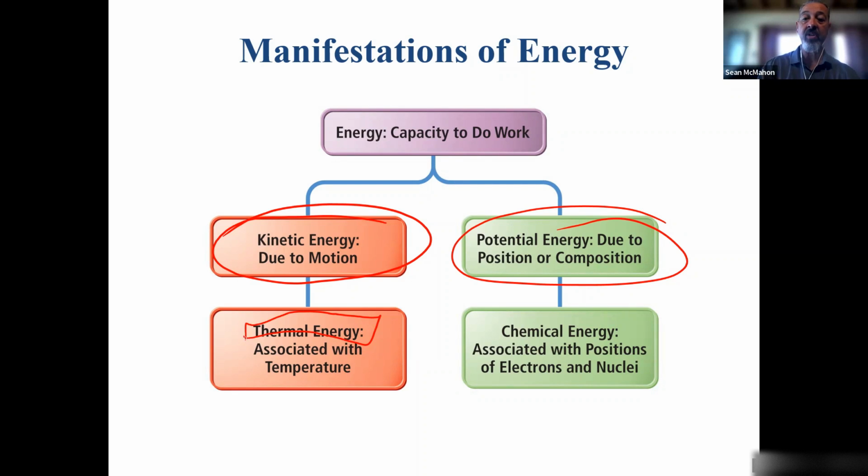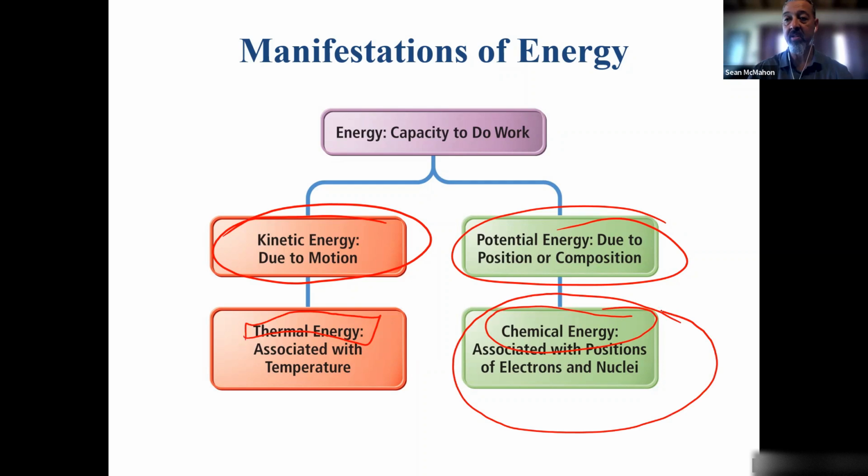Potential energy, I want you to think of what's referred to as chemical energy, and that's associated with the positions of electrons and the nucleus. We haven't talked yet about atomic structure, we will be, but essentially all atoms have a nucleus. In the nucleus, you have your protons and neutrons. Protons have a positive charge, neutrons are neutral.